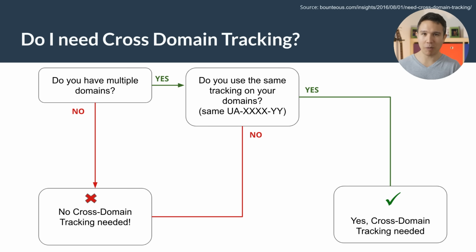If you have subdomains, then you don't need cross-domain tracking. If you have not two domains, then you don't have to have cross-domain tracking. And if you are sending data to completely separate Google Analytics properties, then you also don't need cross-domain tracking. But if this is all true for you, then you might want to install cross-domain tracking, and I'm going to show you how to set this up right now.